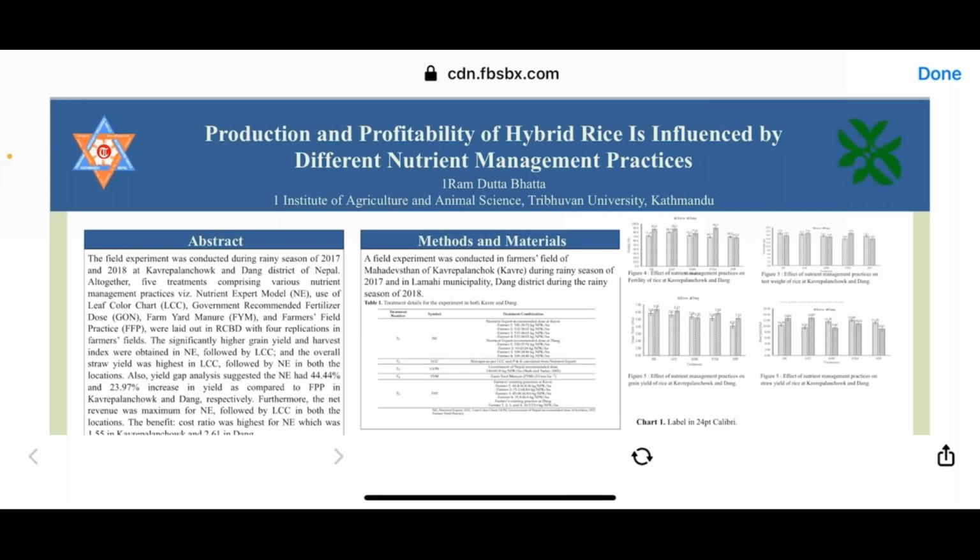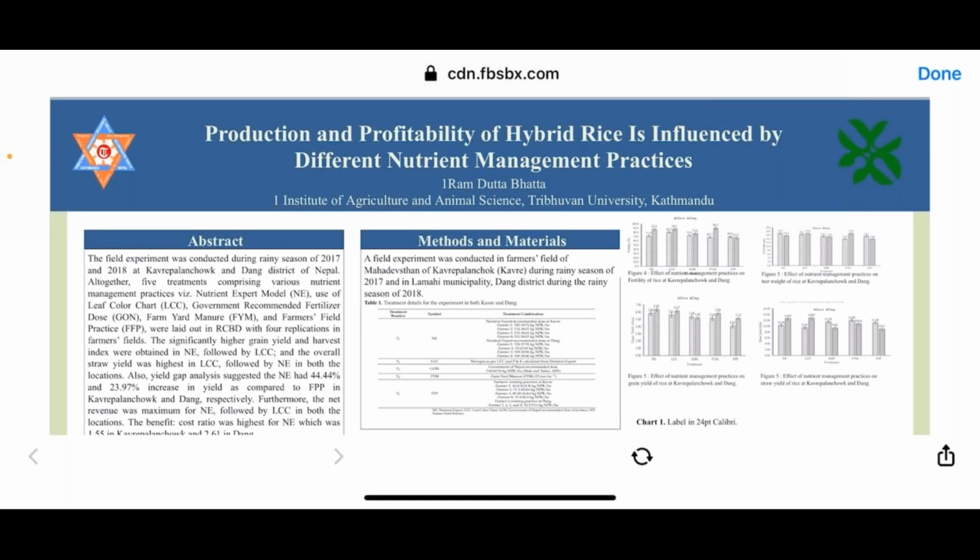Methods and materials. A field experiment was conducted in farmers' fields of Mahadevsthan, one of the cities of Nepal in Kavre-Palanchok district during the rainy season of 2017, and in Lamahi municipality, which is in Dang district of Nepal. The site of Kavre is at 27.71 degrees north latitude and 87.61 degrees east longitude, which is 600 meters above sea level.